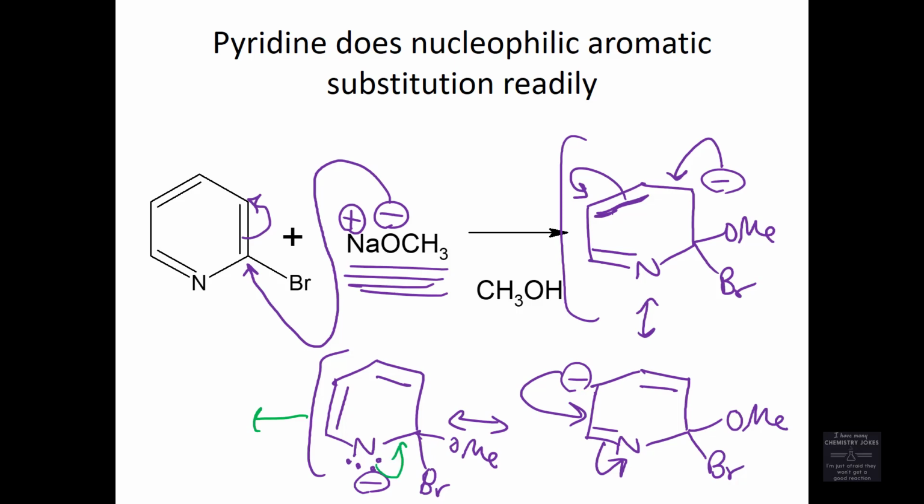And then that lone pair folds in, and we kick out our leaving group, and we end up with our OMe in place of our halogen. Nucleophilic aromatic substitution through a Meisenheimer intermediate. Pyridine is actually deactivated, so it favors Meisenheimer over benzyne. Even if we added a strong base, it would probably do a Meisenheimer instead.